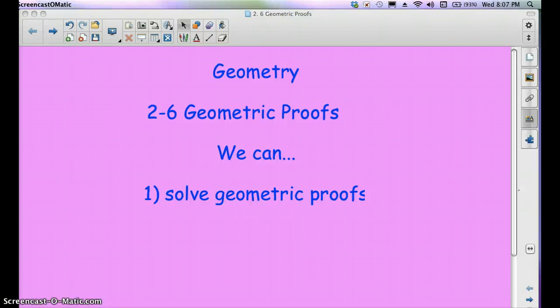Hello, geometry students. We're going to talk about 2-6 again. This is section 6 in chapter 2. And this time we're going over geometric proofs. So I'm going to show you an example there.